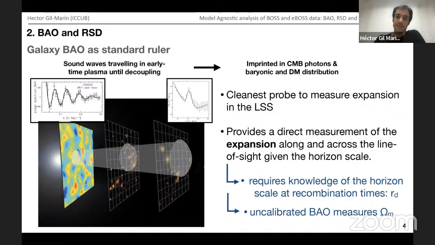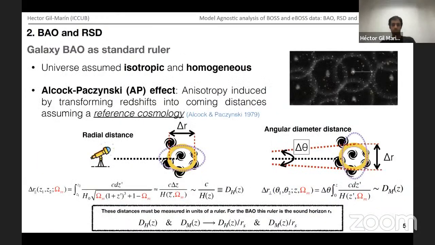Using this sound horizon scale distance, we can calibrate our measurements and convert redshift into distances. This is how we essentially extract information on the Hubble parameter from galaxies. But even if we don't calibrate our measurements with this sound horizon scale, just by knowing that it exists and that it has to be isotropic, we can actually perform some measurements, as I will explain briefly.